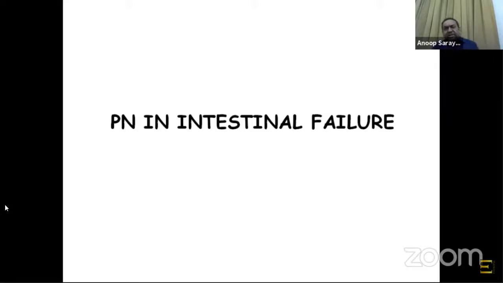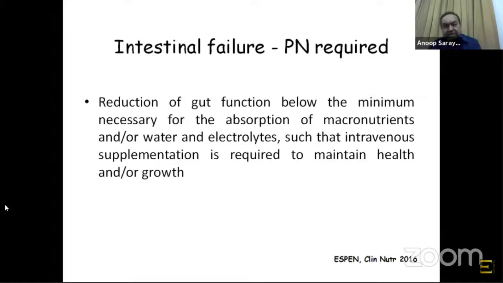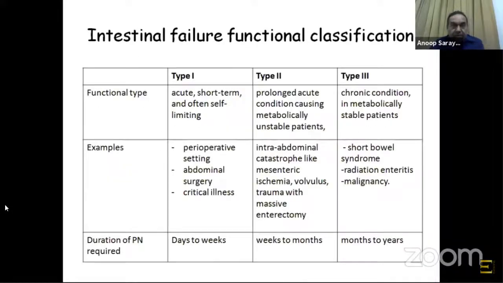So these are the conditions in which we say that the patient is probably having intestinal failure, and this intestinal failure is defined as the reduction of gut function below the minimum necessary for the absorption of macronutrients and of water and electrolyte, such that intravenous supplementation is required to maintain health and growth. So this failure can be classified as type 1, type 2, or type 3 on the basis of whether it is short-term, acute, and often self-limiting, that is type 1. Usual examples are perioperative setting, abdominal surgery, and critical illness. And here the duration of PN required is days to weeks.